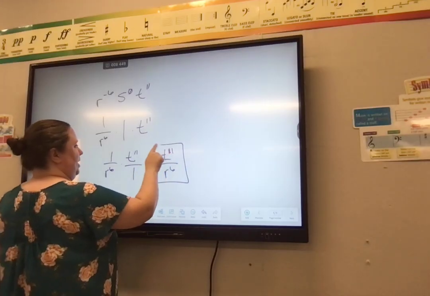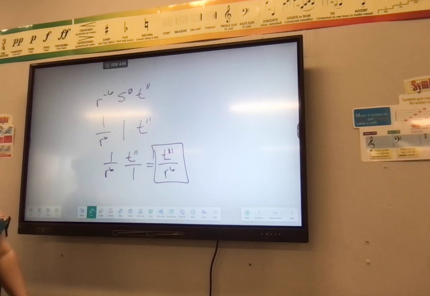Okay, they have different bases, right? T and R are not the same letter, correct? T and R are different, so you can't simplify this any further. If they were the same base, we could, just so you know, but we'll do that on the next lesson. Since they're different, we're done.